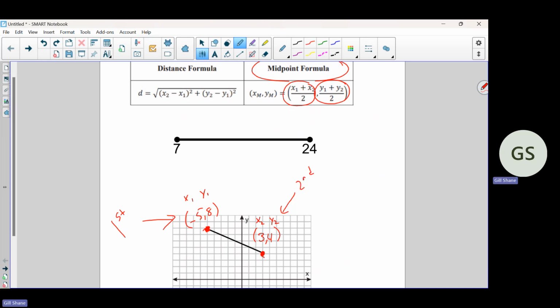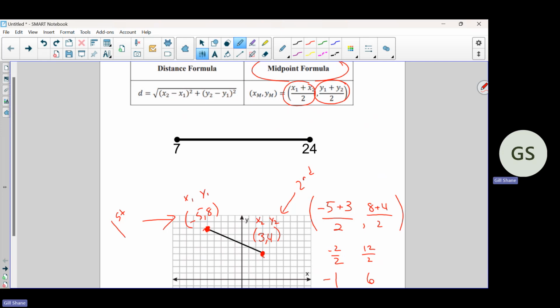So now that I've labeled them, I just plug them into the formula. Basically you're just adding the x's and dividing by 2, and then adding the y's and dividing by 2. Make sure you keep the negatives in there. So -5 plus 3 divided by 2. And again, this is an ordered pair, so we're going to have a comma, 8 plus 4. These are the y values divided by 2. So that gives me -2 divided by 2, which is -1. And then 12 divided by 2 gives me 6.